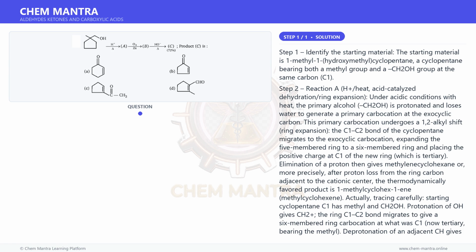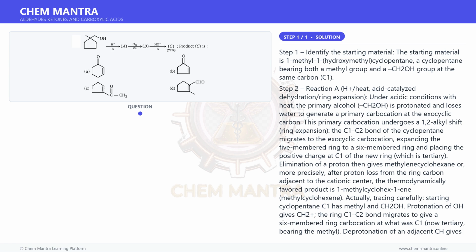Cleavage of the ring double bond in 1-methylcyclohexene gives a linear ketoaldehyde, specifically 6-oxoheptanal, CH3C=O, CH2 three times, CHO, i.e., a 7-carbon chain with a ketone at one end and an aldehyde at the other: OHC-CH2-CH2-CH2-C(=O)-CH3.